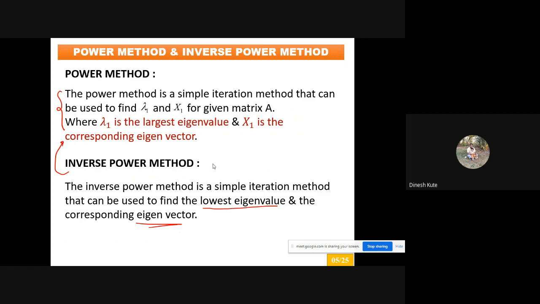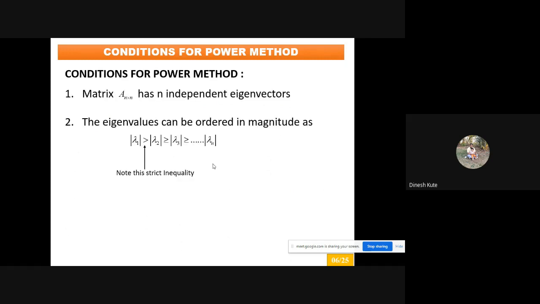So first we'll go with the power method, but before that, let me give some conditions for this power method. As I told you, it's a numerical technique by which you can find the largest eigenvalue or the lowest eigenvalue of a given matrix. But we cannot apply this method randomly for any given matrix. There are some conditions, some restrictions under which only you can apply this power method. So we'll discuss that first.